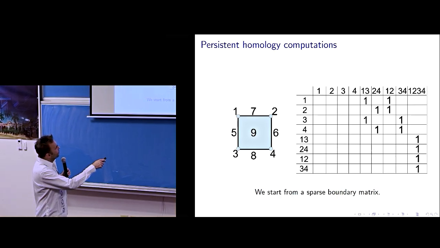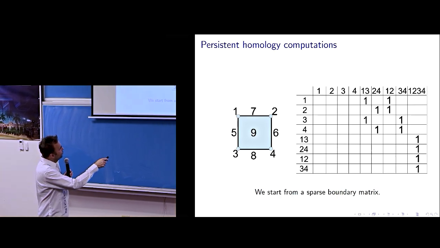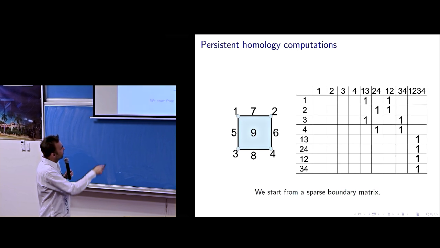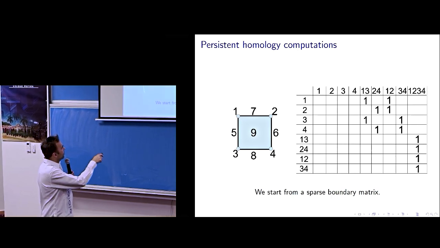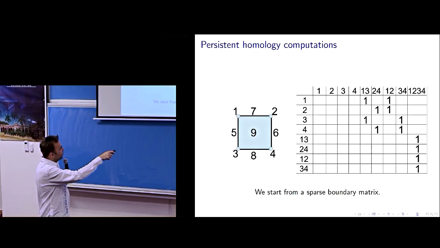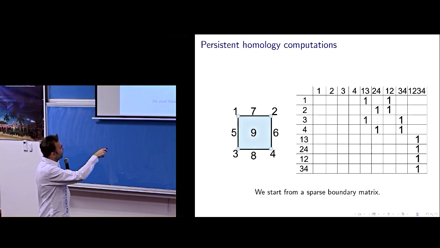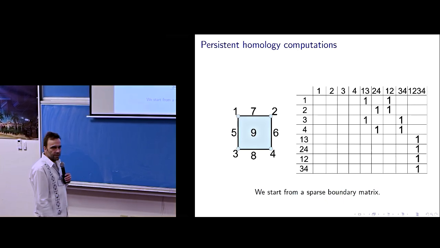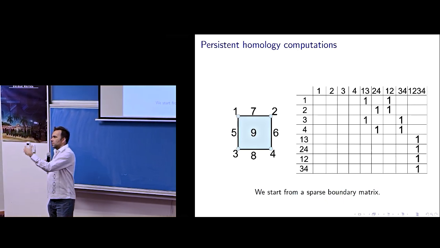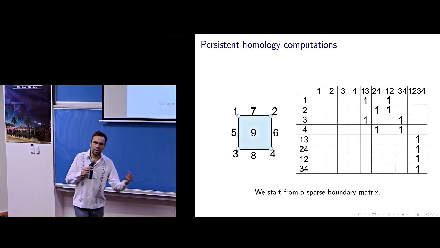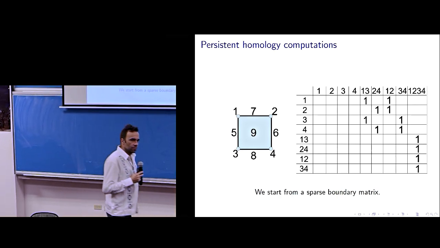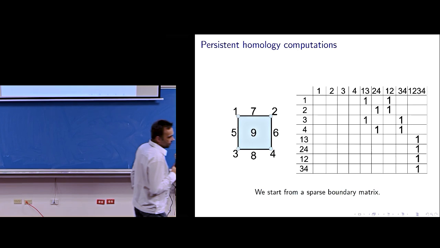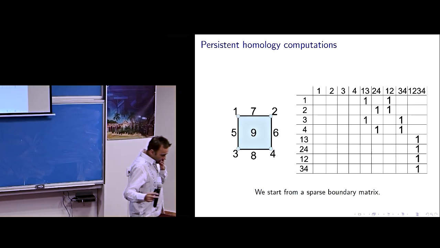So the edge 2, 4 has vertex number 2 as well as vertex number 4 in the boundary, and the whole cube 1, 2, 3, 4 has all the edges in the boundary, and therefore we have those ones. There are ones and not minus ones because we are working over Z2. As I mentioned, we do not look at the orientation at the moment.